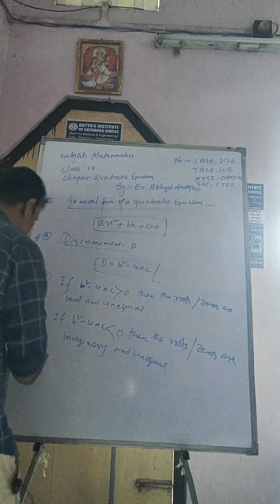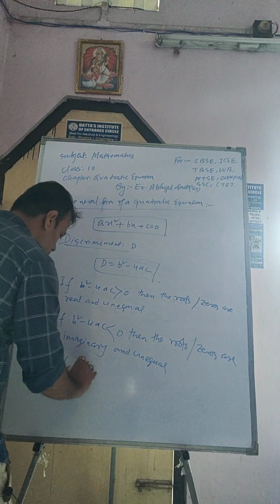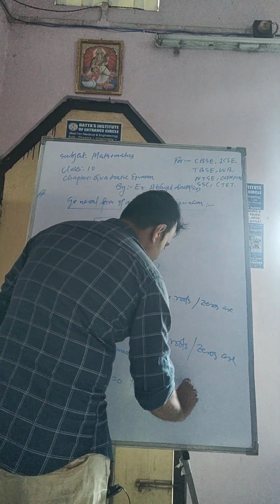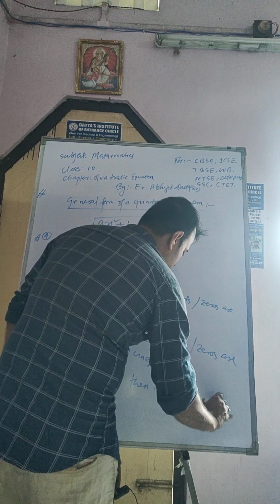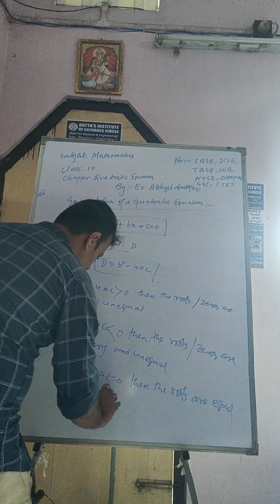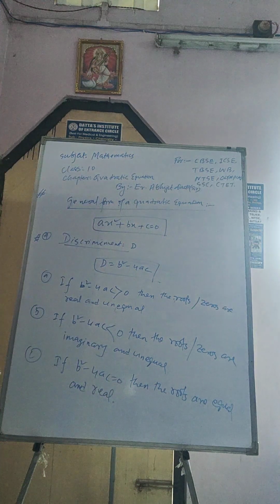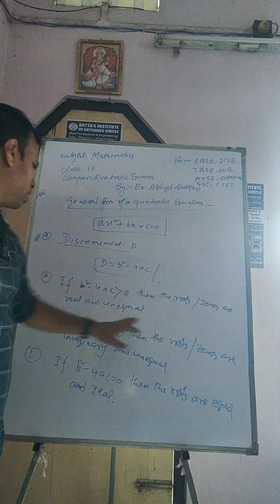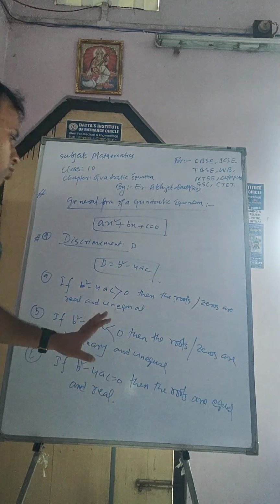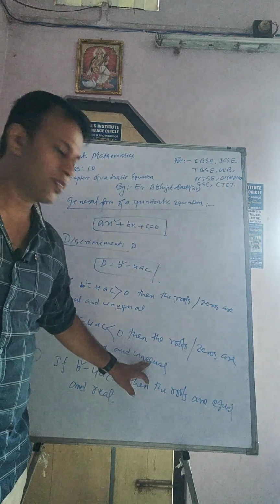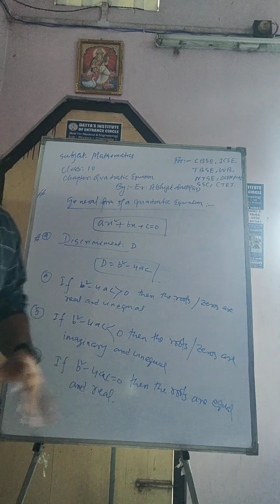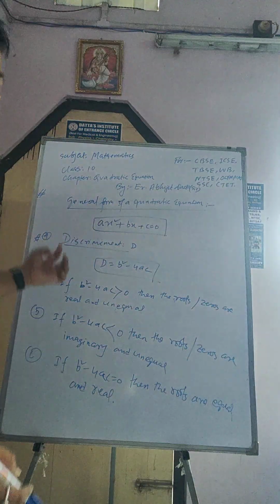Okay. If b square minus 4ac is equal to 0, then the roots are equal and real. Okay. If b square minus 4ac is greater than 0, the roots are real and unequal. If b square minus 4ac is less than 0, then the roots or zeros are imaginary and unequal. If b square minus 4ac is equal to 0, then the roots are equal and real. Okay, so these are the formulas. Now we will do some questions from previous year papers.